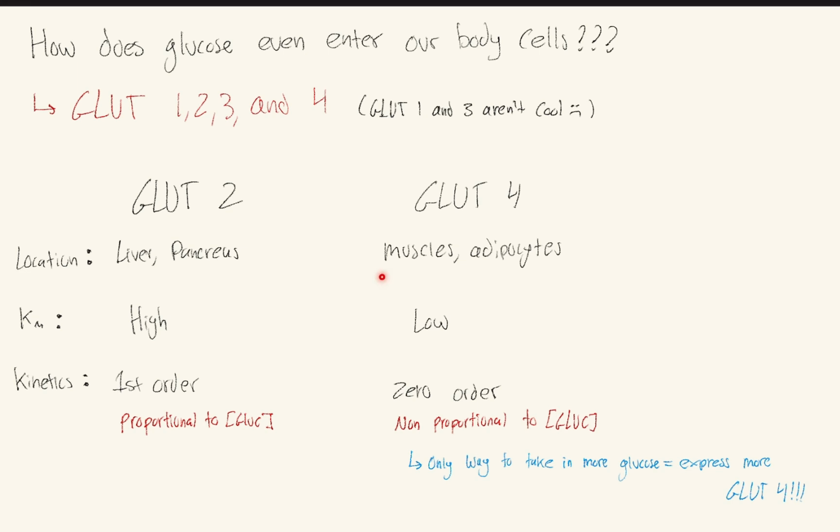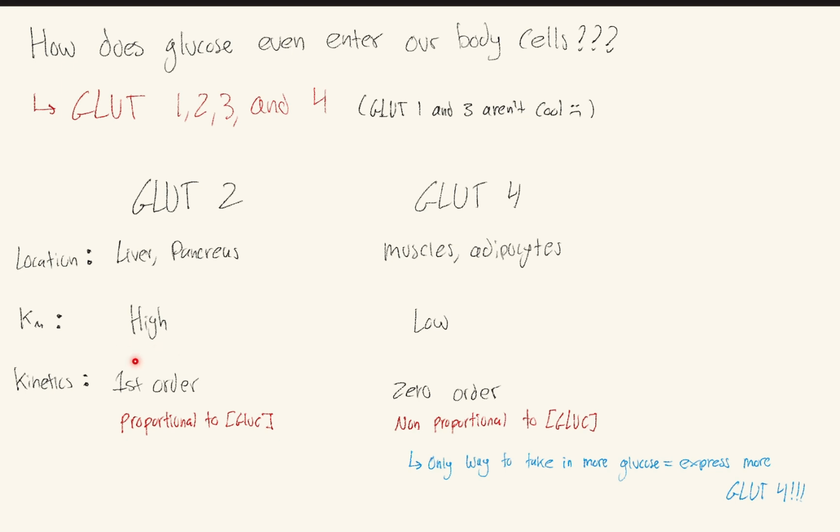As for GLUT4, the location is in skeletal muscles and adipocytes, which are just fat cells, and the Km is relatively low, which means we actually have a high affinity for glucose. In terms of kinetics, GLUT4 follows zero-order kinetics, which means it's not proportional to glucose concentration. The big thing I'd like to focus on is the kinetics, because this dictates function for liver cells, pancreas cells, skeletal muscle cells, and adipocytes. I want you to think of what this Km and this Km here mean.